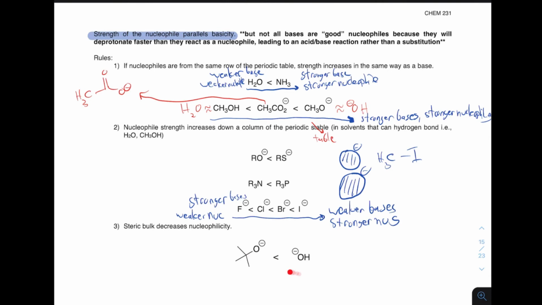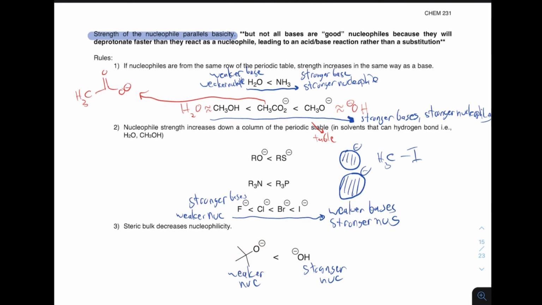So we're looking at these two bases. They might look pretty similar. They're both O minuses, there's no resonance going on. So why is this tert-butoxide a much weaker nucleophile than OH minus? We know this is a stronger nucleophile, and this is a weaker nucleophile. And it kind of comes down to, again, steric bulk.